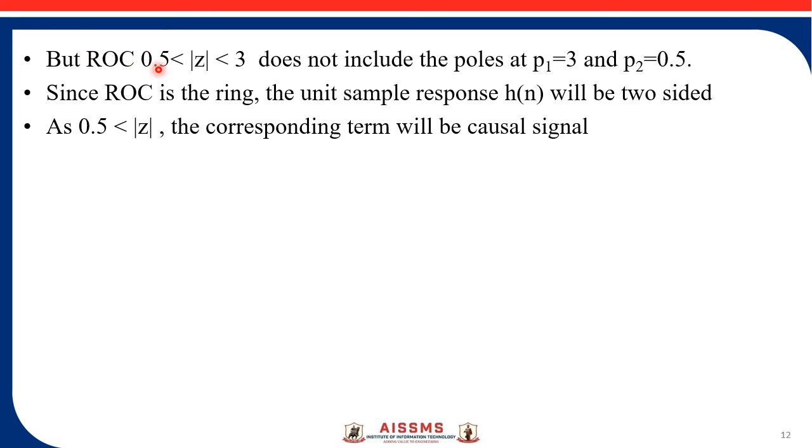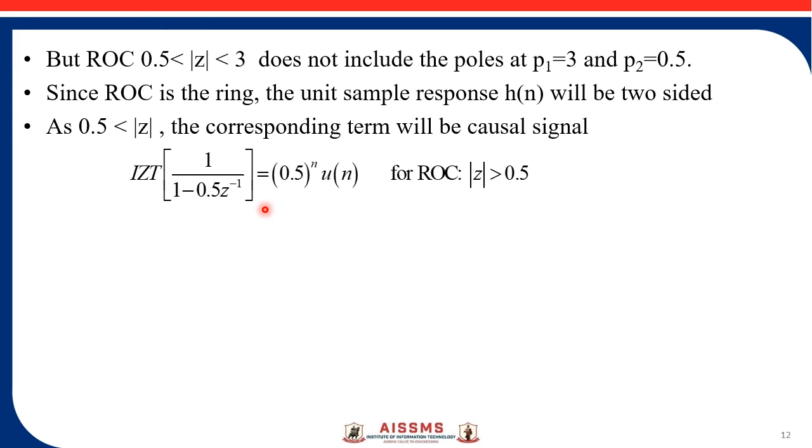But the ROC 0.5 less than mod Z less than 3 does not include the poles at P1 equal to 3 and P2 equal to 0.5. Since the ROC is a ring, the unit sample response H of n will be both sided. Now what is the first condition? 0.5 less than mod Z. That means mod Z greater than 0.5. So the corresponding term will be a causal signal.